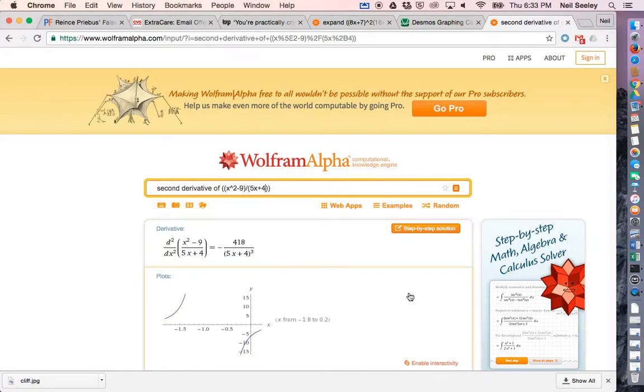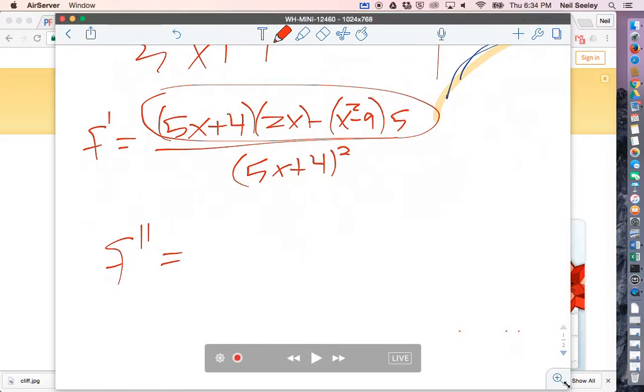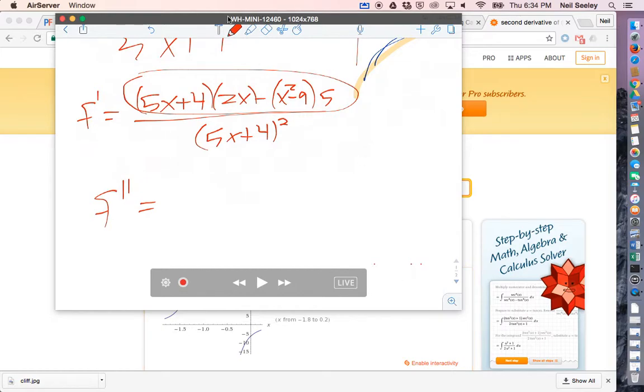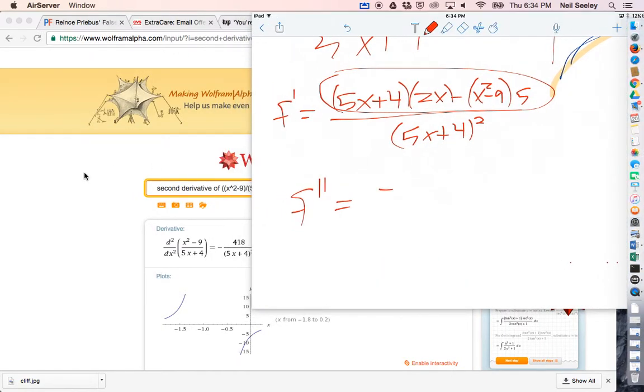So I want you to go ahead and say, all right, negative 418 over 5x plus 4 to the third. I'm going to go with that. So f double prime is negative 418, right? Is that what we found out? Let me scoot this over so I can see 2 at a time. Scoochy scooch. And negative 418 over 5x plus 4, got it. I can handle that to the third.